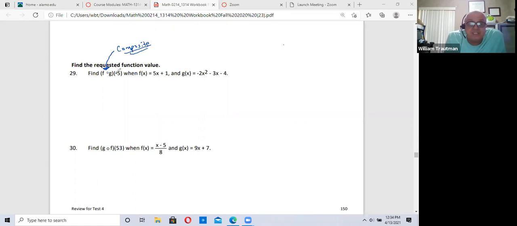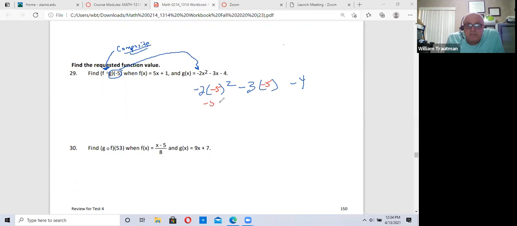So it's a composite. And the way you do composites is you always do what's on the right-hand side first, g(-5). So that means I'm putting -5 in the x's for g. Here's g: -2x squared minus 3x minus 4. If you remember composites, you do the right side first. You plug -5 in here.